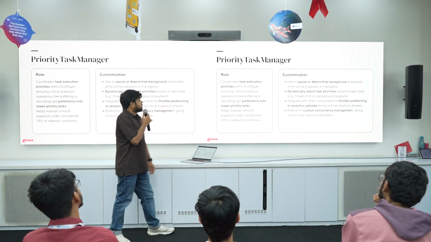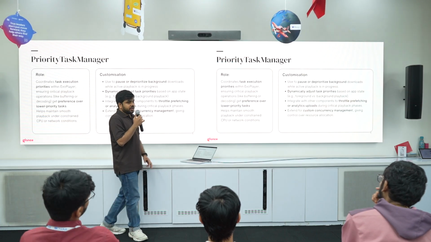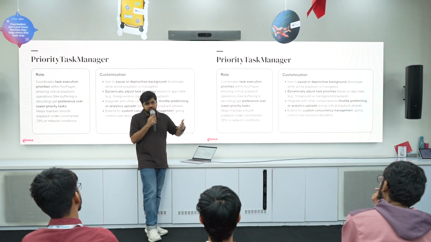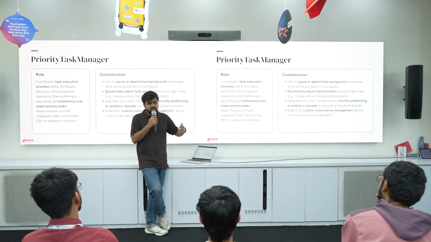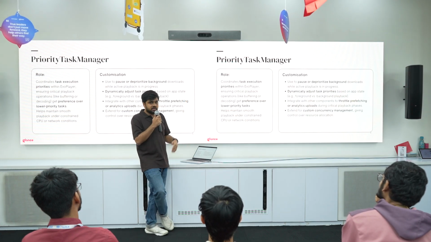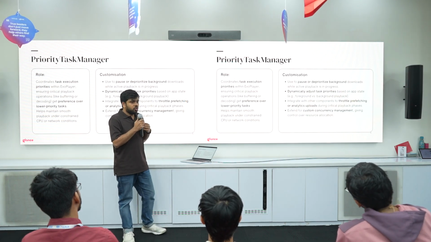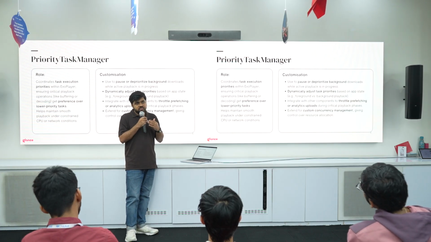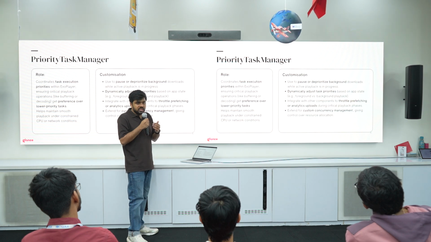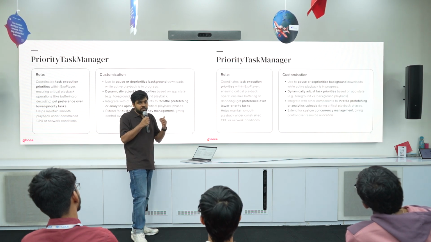Then comes the priority task manager. Since we are doing a lot of loading, we might have a lot of video players. Maybe if we visualize an Instagram reel, there's a video player X. Before that, there's a video player there, and a video player at the bottom also. How do we prioritize which one to buffer, and how to queue the buffering of media sources?